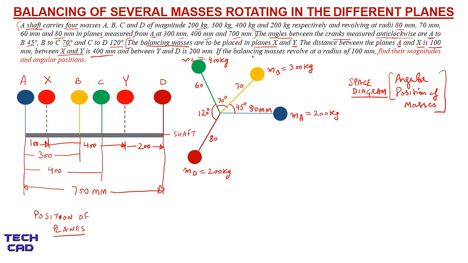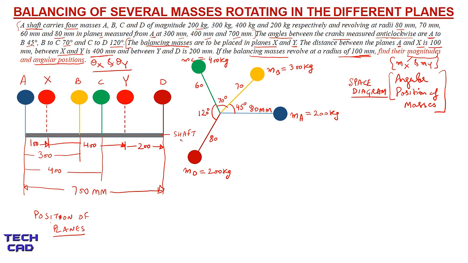The statement states that the balancing masses revolve at a radius of 100 mm, meaning the distance from the axis of rotation to the masses is 100 mm for both masses. You have to find out their magnitudes, meaning mx and my, and you have to find out the angular positions, meaning theta x and theta y. So this is the question.